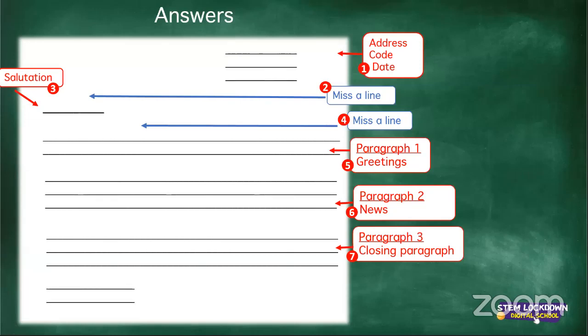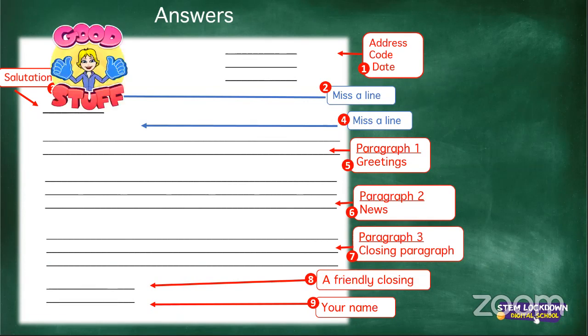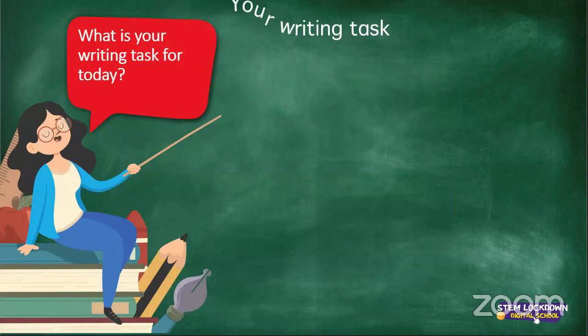Right, and then the final two things were a friendly closing, like your friend, and a name. So give yourself a mark out of 9. I wonder how you did. How did you do? Right, I'm glad people are being honest and just saying 8 out of 9, 7 out of 9. But well done if you got it all right. If you got it all right, it means you know how to set out a letter. Well done. Okay, let's go on.